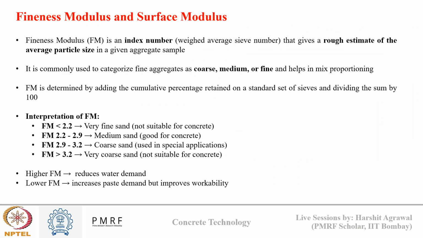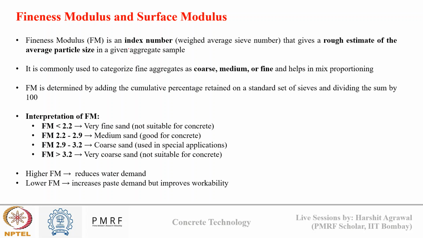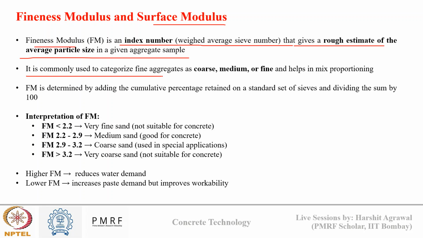Now next, to understand the grading of aggregates, there are two terms which are very frequently used. One is fineness modulus and the second one is surface modulus. First we'll talk about fineness modulus. Fineness modulus is nothing but an index number, a weighted average sieve number, that gives us a rough estimate of the average particle size for a given aggregate sample. It is commonly used to categorize fine aggregates as coarse, medium, or fine.